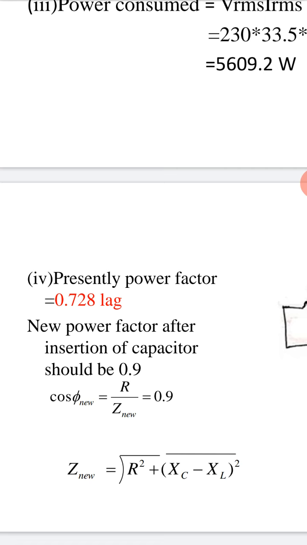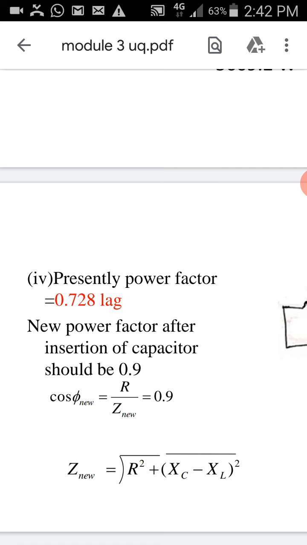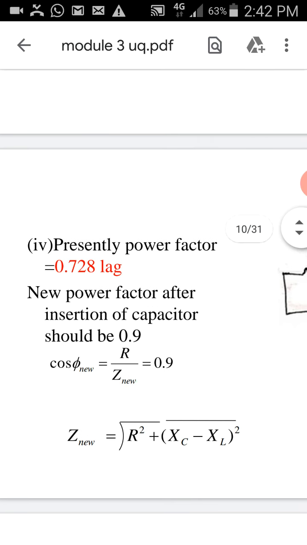So let us take that as cos phi new. That should be equal to 0.9, is equal to R by Z, which is what we normally write. So Z is actually depending on R, L and C. There is no change for R here. C is inserted. So Z becomes, the old Z now changes to Z new because of the insertion of capacitor.